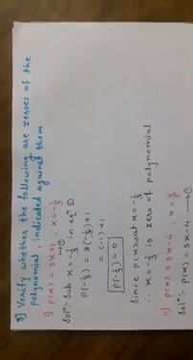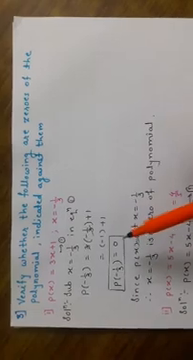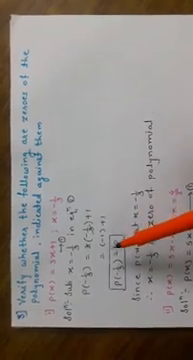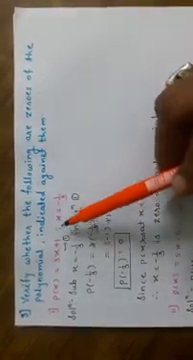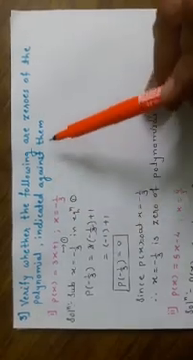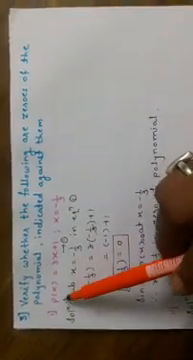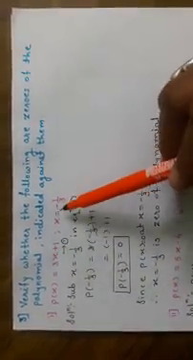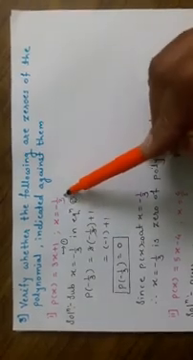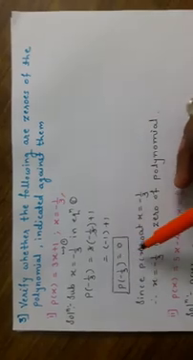Dear students, in the previous part we learned how to find the value of the polynomial. Now, in the next problem, we have to verify whether the following are the zeros of the polynomial or not, indicated against them. Here they have given a polynomial and a value of x, and we have to check whether this value of x is a zero of the polynomial or not.